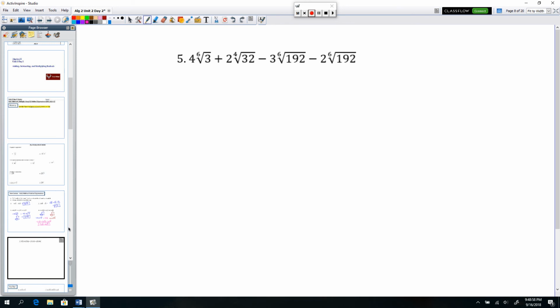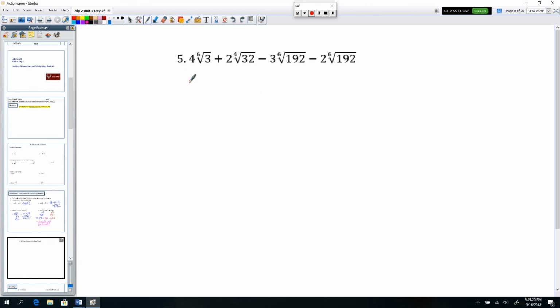Alright, another example, number 5, gets a little more complicated. We've got 6th roots and 4th roots and 6th roots and 6th roots. So certainly this 4th root can't be combined with anybody. We will check for simplification, but it can't be combined with anybody else. We have a 6th root of 3 here, but these are 6th roots of 192. So we're going to have to do a little bit of combining, a little bit of simplifying, and we'll keep going until there's no more simplification or combination to be done.